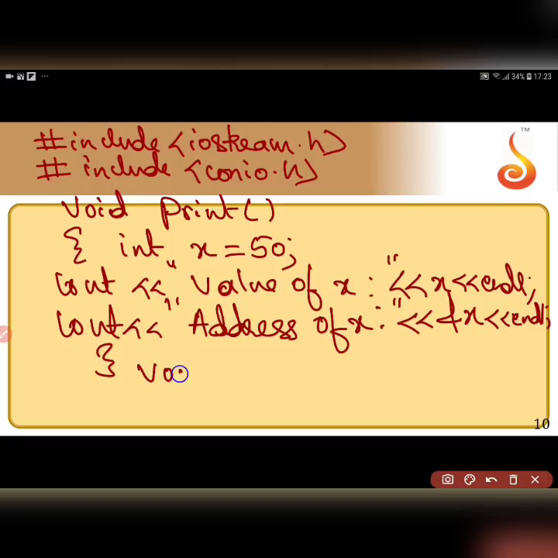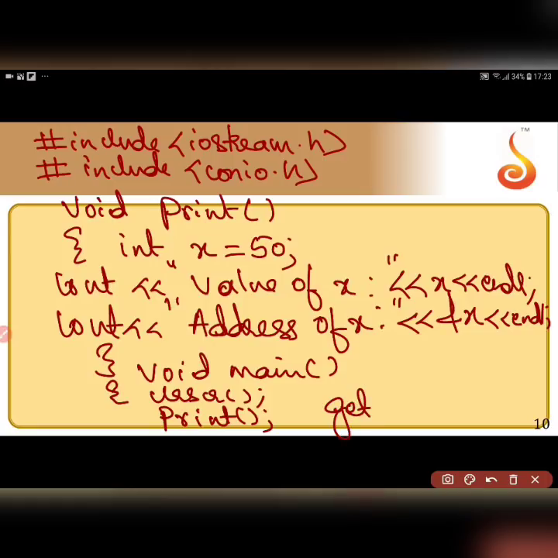Then I will write my main, void main, then clrscr, clear screen. I need to call this function, otherwise without calling the function it will not execute. Print, open and close brackets, and then getch. This is the end of my program. I'll execute it. What is this? This is the function call. See, without calling the function, it will not execute.